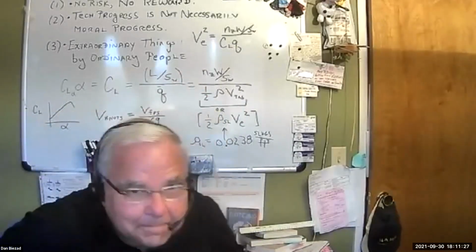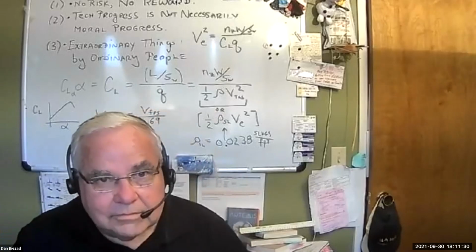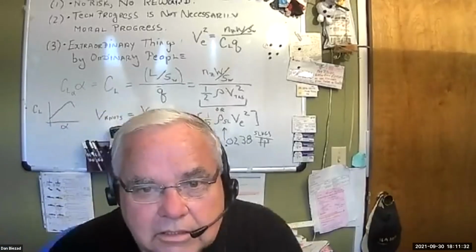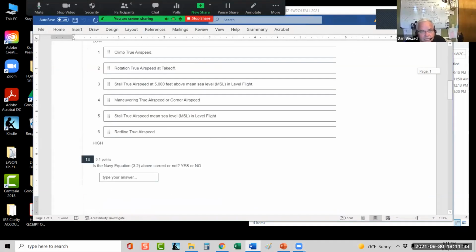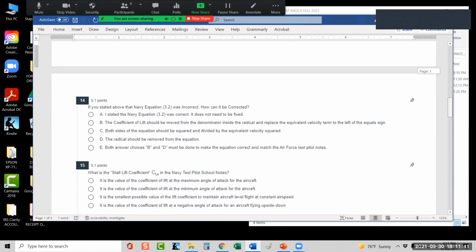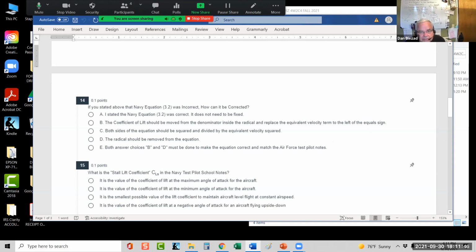Yeah. No. But I was wondering, on the quiz, it's saying that we have to square, divide by. Let's take a look. 14 says, I stated that the Navy equation was correct. So what do you say about that answer? I'd say that's false. The coefficient of lift should be moved from the denominator inside the radical and replace the equivalent velocity with the equal sign. Did you do that? No.